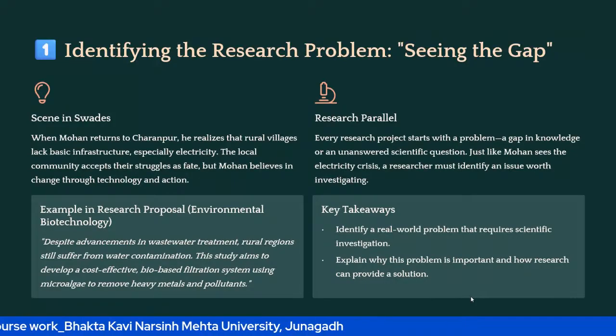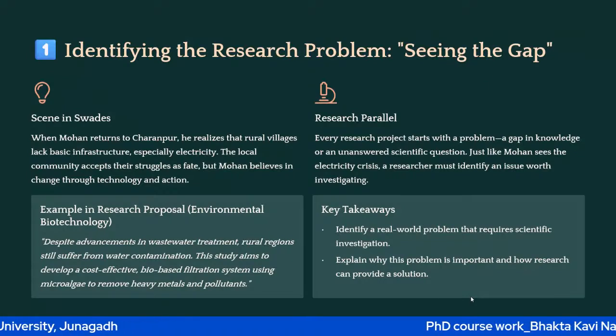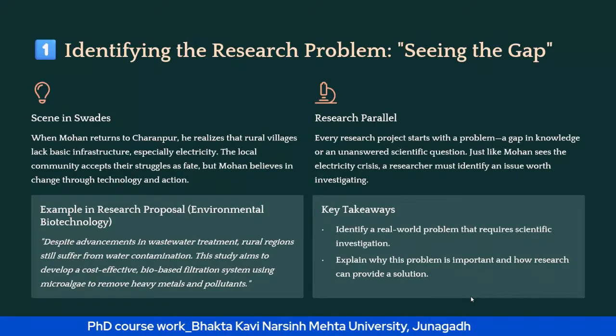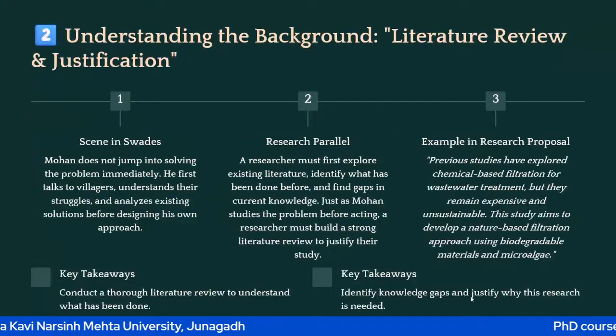So first of all you have to map out the entire thing, and after that you have to find out what should be done in your work, right? You have to find the real keyword problem that will require scientific investigation, and after that you have to explain why your problem is important and how the research can provide a solution to that, right?